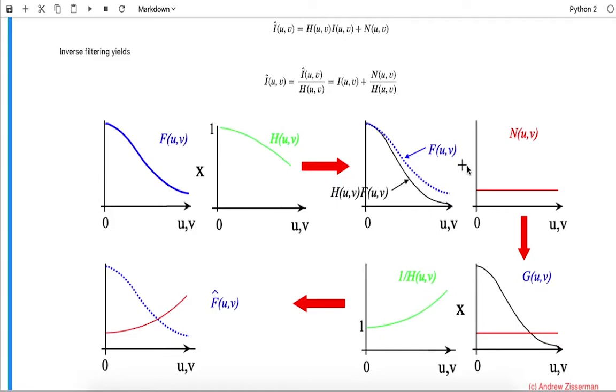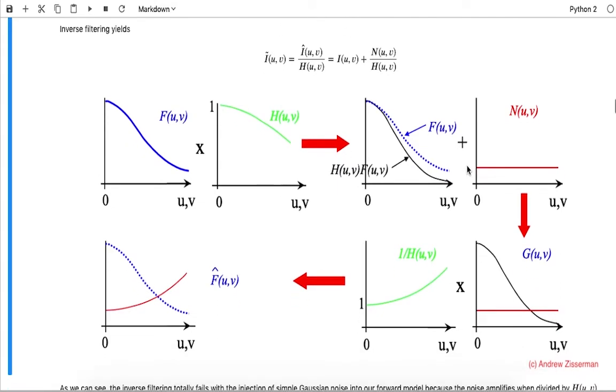Recall that if you have additive Gaussian noise in the spatial domain, it's also additive in the Fourier domain. So since we have additive noise here, when we apply this inverse filter, which is 1 over H(u,v), on the black line it goes well and becomes the blue line. But what happens to this red line is that the inverse of this decaying spectrum is a monotonically increasing response, so it just amplifies the high frequencies.